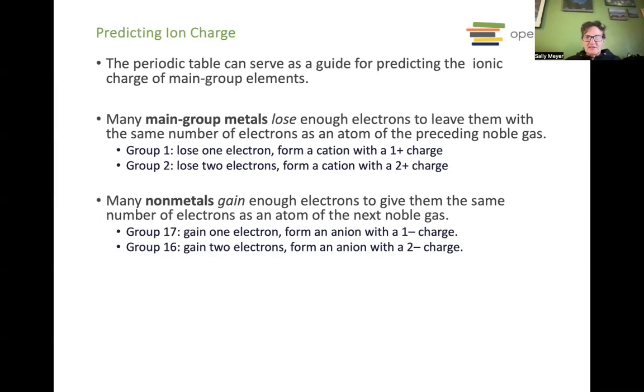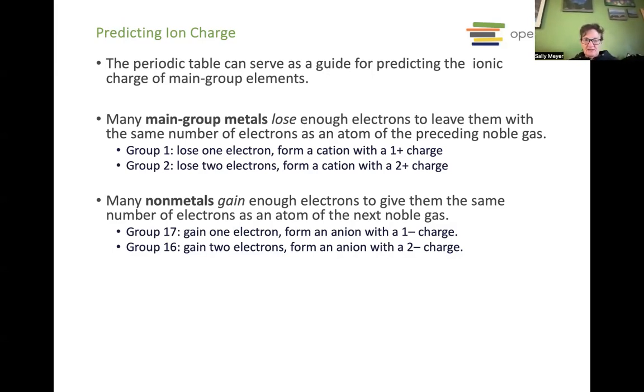So the periodic table can serve as a guide for predicting ionic charge of main group elements. Many main group metals lose enough electrons to leave them with the same number of electrons as an atom of the preceding noble gas. So if you pull electrons off, you can create that same configuration as one of the noble gases, which we know is very stable. So if you lose one, you form a +1 cation. Those are always group 1 elements, because if you take one of their electrons off, it's in an s orbital that only has 1, and so then it becomes a noble gas. Whereas group 2 has to lose 2 electrons in order to become a noble gas.